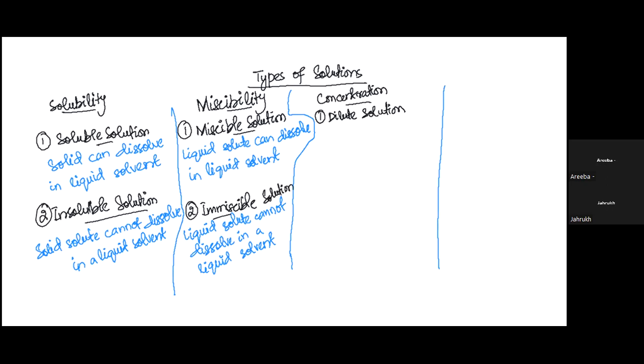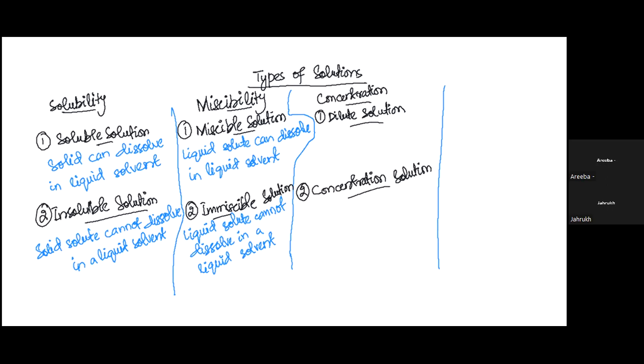Come on, think of a solid that does not dissolve in a liquid. You may think of water as a liquid, since those are the easiest examples to think of in a paper. Oil and water. What? I wasn't able to hear you. Is oil solid? Oh, no. Is oil a liquid?